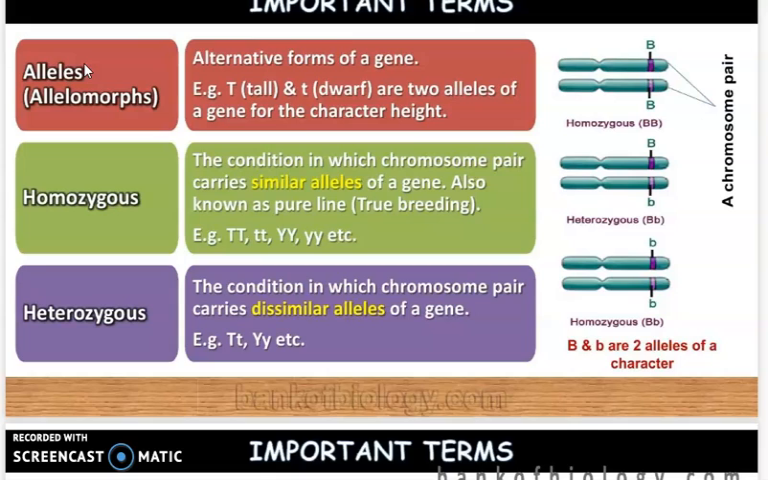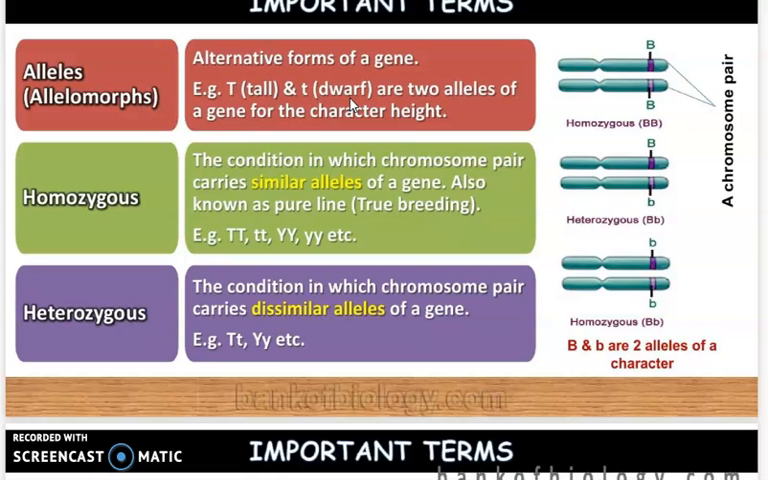And the gene that helps to express it, we are calling it as alleles. Understood it? So these are alternate forms of a gene. Example is capital T, which is tall, and small t, which is dwarf, are two alleles of a gene. Capital T and small t are the differences in alleles of a gene for the character which is called height. So alleles we are talking about genes, and in traits we are talking about characters.